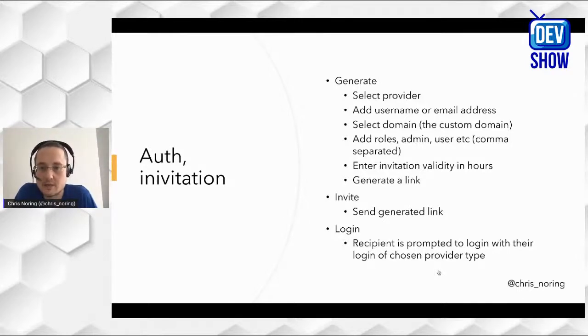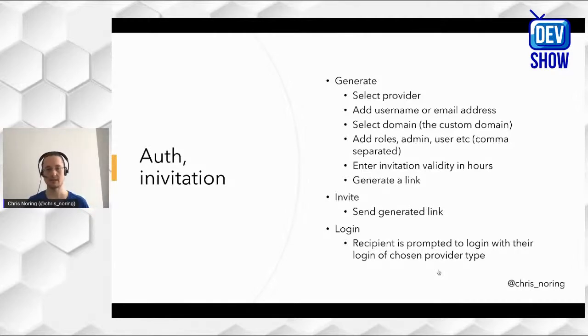You also need to specify what roles you think this user should be having. Are they a normal user? Are they an admin? What kind of user are they? So it's a comma-separated thing. And then you say, how long is this valid for? So you enter this number, so you say valid for X hours. And after that, you generate a link.